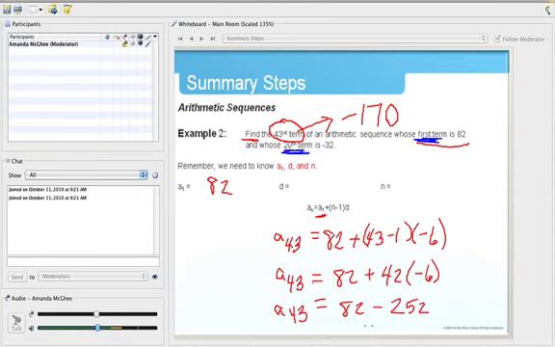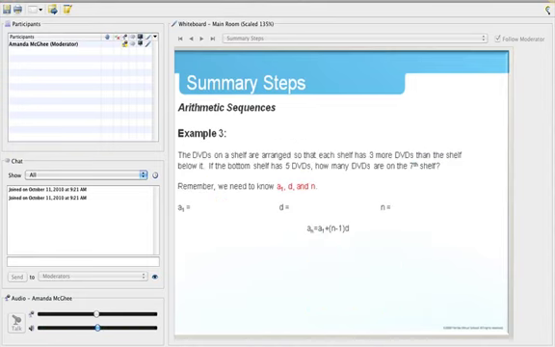Let's try one more, shall we? All right, the DVDs on a shelf are arranged so that each shelf has 3 more DVDs than the shelf below it. If the bottom shelf has 5 DVDs, how many DVDs are there on the 7th shelf? Okay, let's dissect this one. What is A1? Our starting point. We have 5 on the bottom.